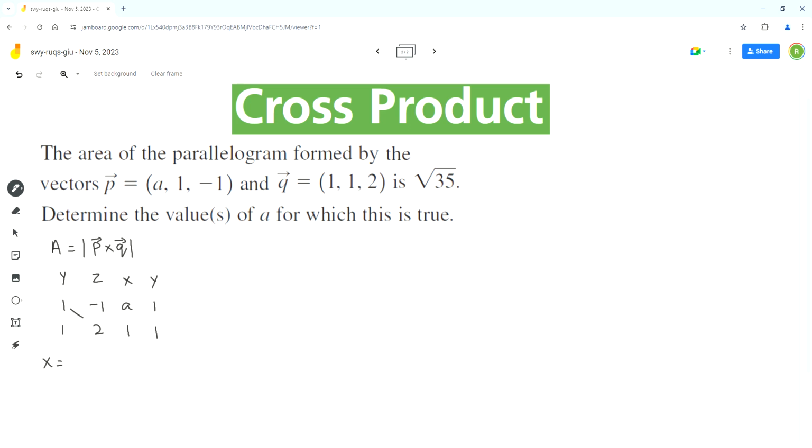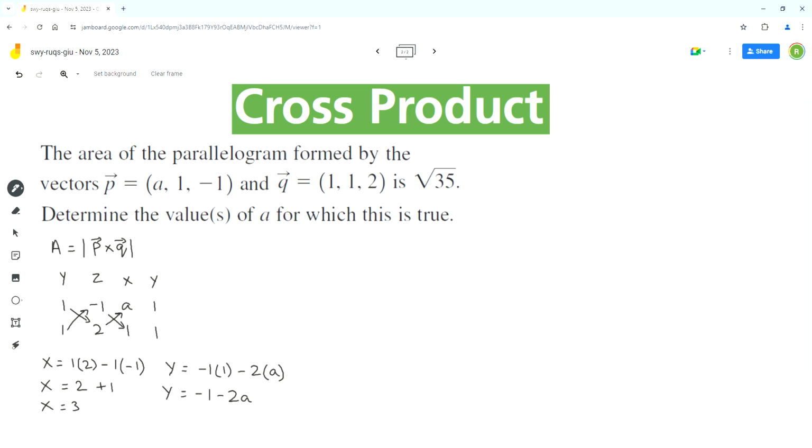So we start with 1 times 2 minus 1 times -1. I get x equals 3. Now we can find the y component, and we should cross multiply the z and x components. So we get minus 2 times a. So I get -1 minus 2a.